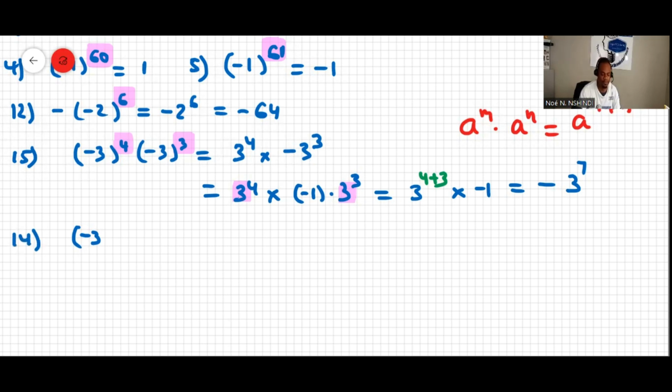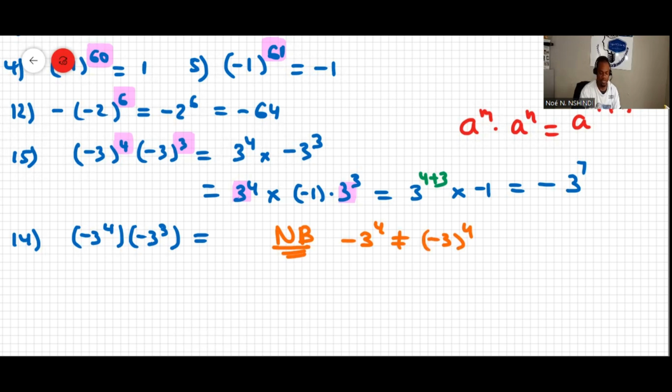14 is like -4 to the power of 4 like this, and then -3 to the power of 3. Okay. Now, 14, we need to be careful here. Note that -3 to the power of 4 is not the same as (-3) to the power of 4. So they're not the same thing.